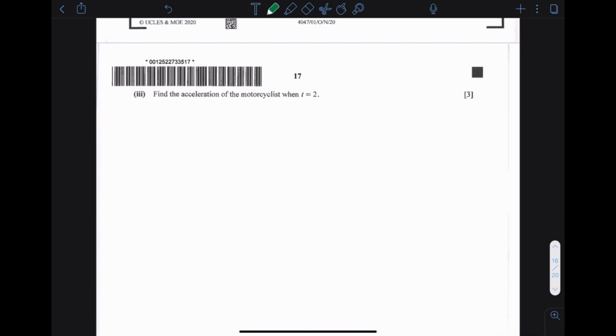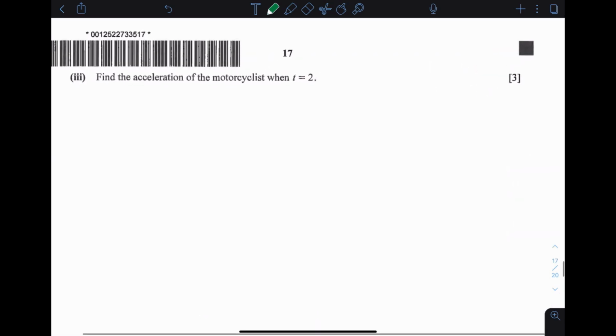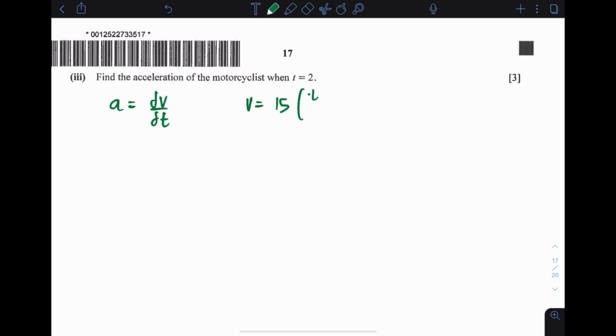Find the acceleration of the motorcyclist at the time of 2. So acceleration. You can get acceleration by differentiating your velocity. The velocity is the one that they give us from the start. So we are going to differentiate the velocity, let me write down here again, 15 and then t over 20 plus e power of kt. So dv dt.